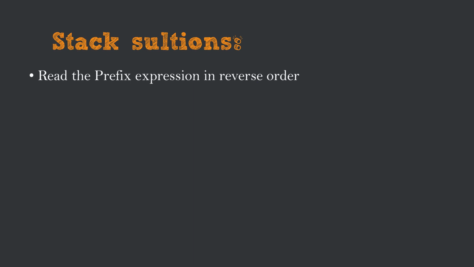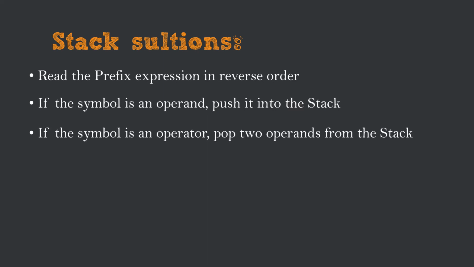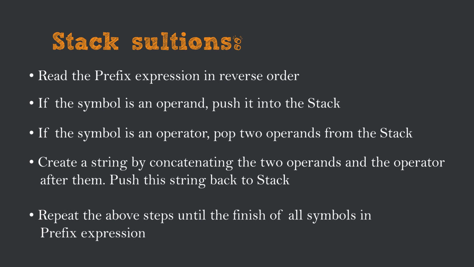The steps are: read the prefix expression in reverse order. If the symbol is an operand, push it into the stack. If the symbol is an operator, pop 2 operands from the stack. Create a string by concatenating the 2 operands and the operator. Push this string back to the stack. Repeat the above steps until all symbols in the prefix expression are finished.